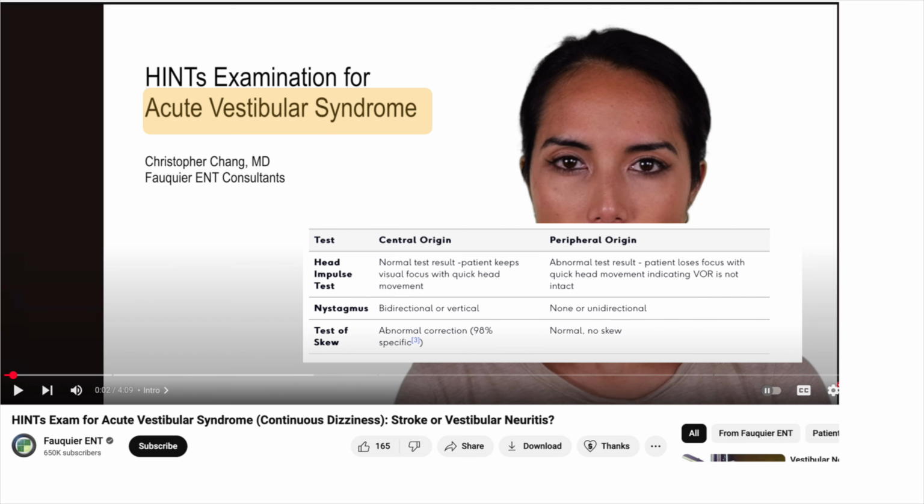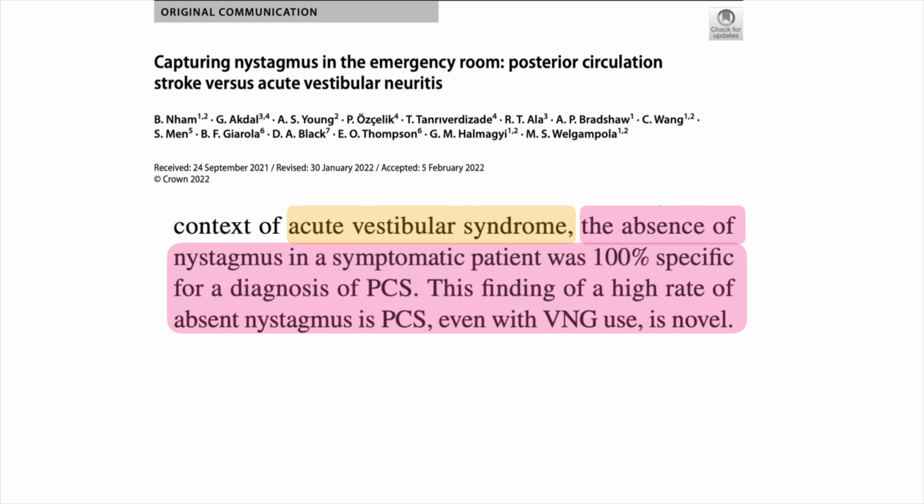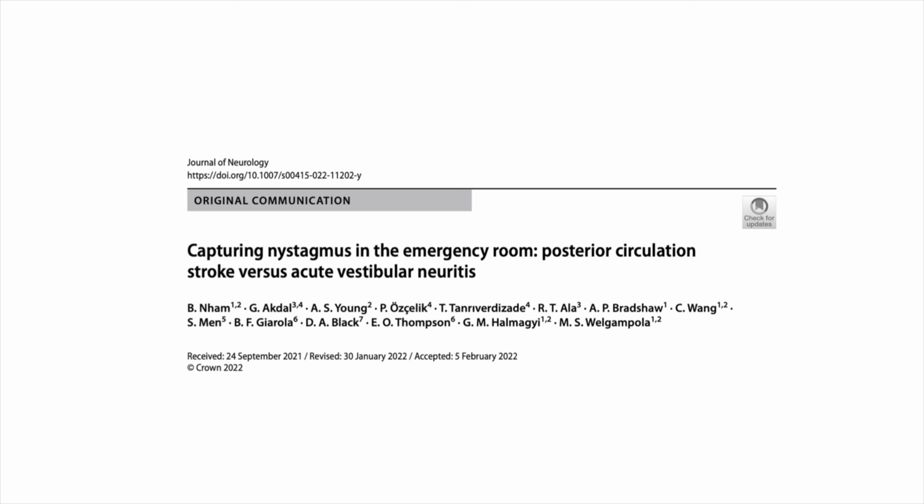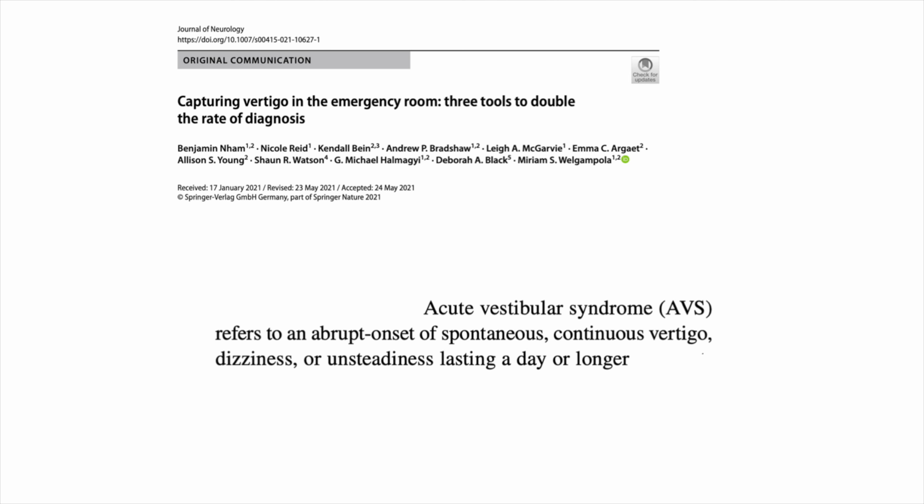Now both of these authors claim to be looking at acute vestibular syndrome patients, so let's have a look at how they define them. And as I said, Dr. Chang did not define what he meant by acute vestibular syndrome, and Nam didn't describe what he meant by AVS in this paper. But this group has published another paper where they described it as basically dizziness, vertigo, or imbalance lasting for at least a day. No requirement for nystagmus to be seen.